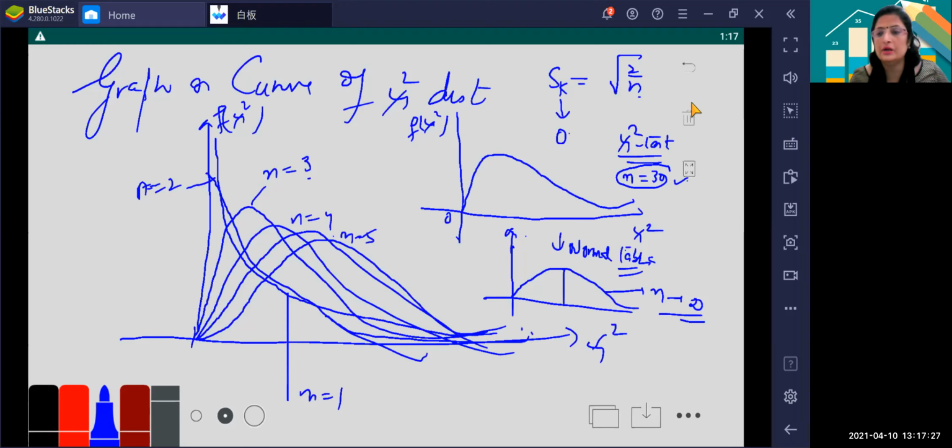So I am coming to the next property. Next property is additive property.